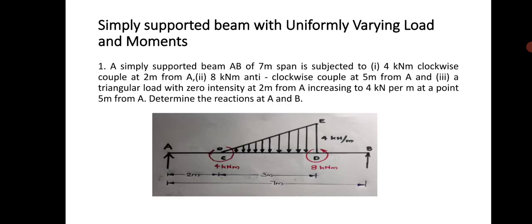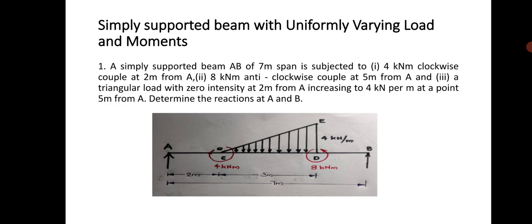First question. A simply supported beam AB of 7 meter span is subjected to 4 kilonewton meter clockwise couple at 2 meter from A, 8 kilonewton meter anti-clockwise couple at 5 meter from A, and a triangular load with zero intensity at 2 meter from A, increasing to 4 kilonewton per meter at a point 5 meter from A. Determine the reactions at A and B.